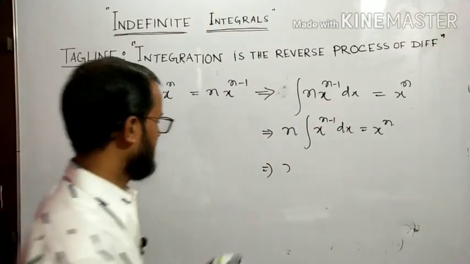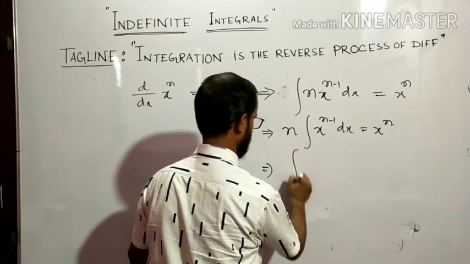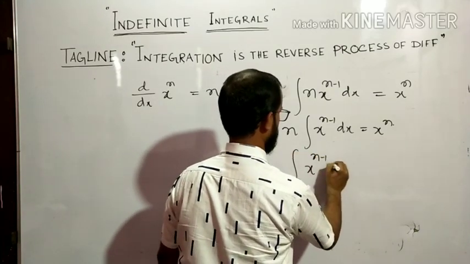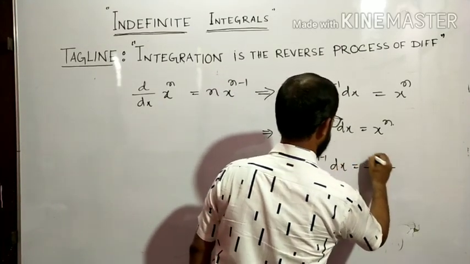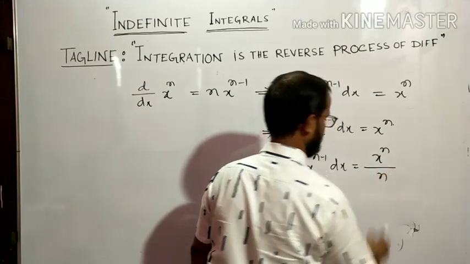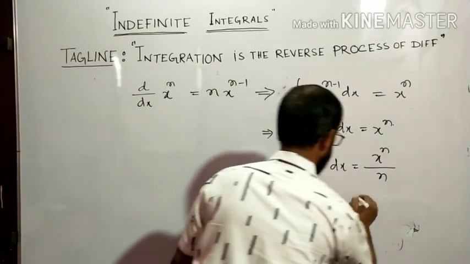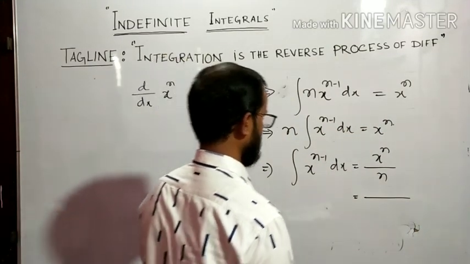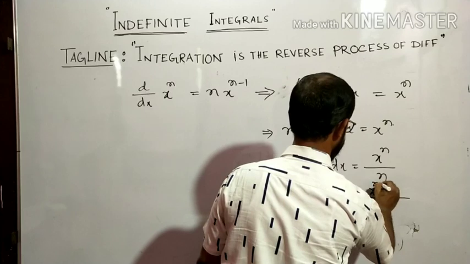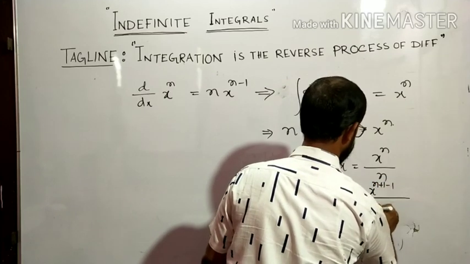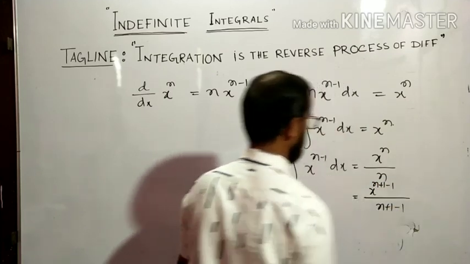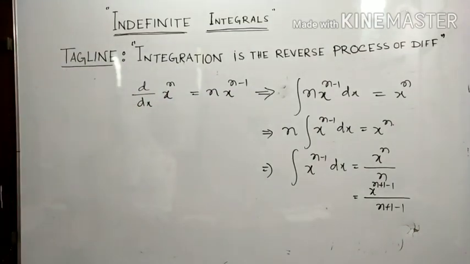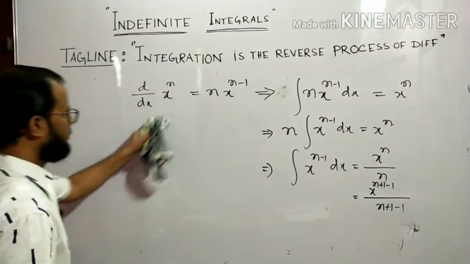So integration of x to the power n minus 1 dx equals x to the power n by n, which can be written like that. Is that right?